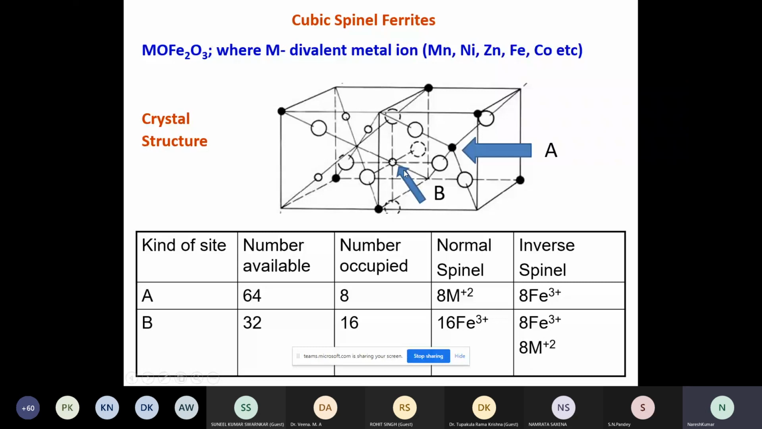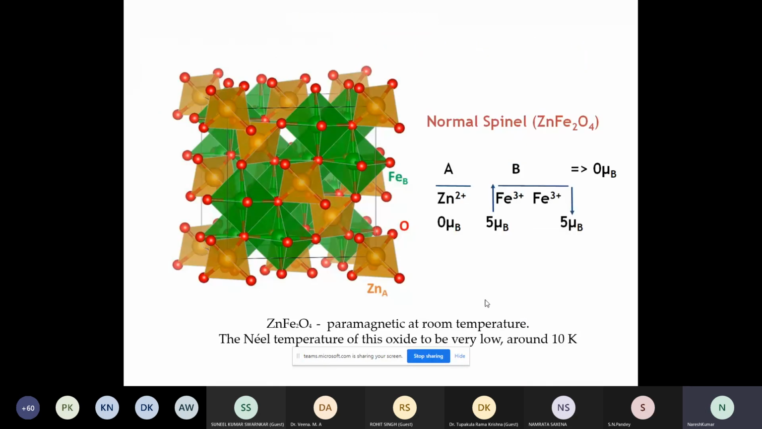But if the reverse is happening, reverse means half of the ferric ions are going to the A side and my divalent metal ion is coming to the B side, then it's a case of inverse spinel. And accordingly, based on the arrangement of magnetic moments, the system will give you a net value of magnetization. For example, I am taking a case of normal spinel, which is zinc ferrite.